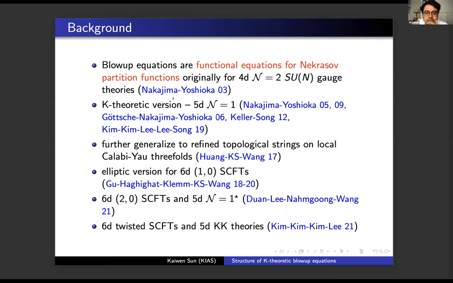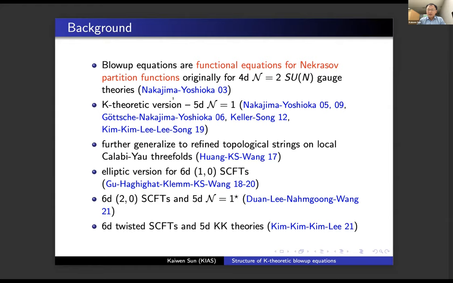At first, this was introduced by two mathematicians, Nakajima and Yoshioka, in 2003 to prove the famous Nekrasov conjecture. Soon it was generalized to many situations, such as 5D N=1 theories with various gauge groups and flavor groups, and also generalized to arbitrary refined topological string theory on local Calabi-Yau threefolds, and was also recently generalized to all 6D (1,0) and (2,0) SCFTs, and also 5D N=1* theory.